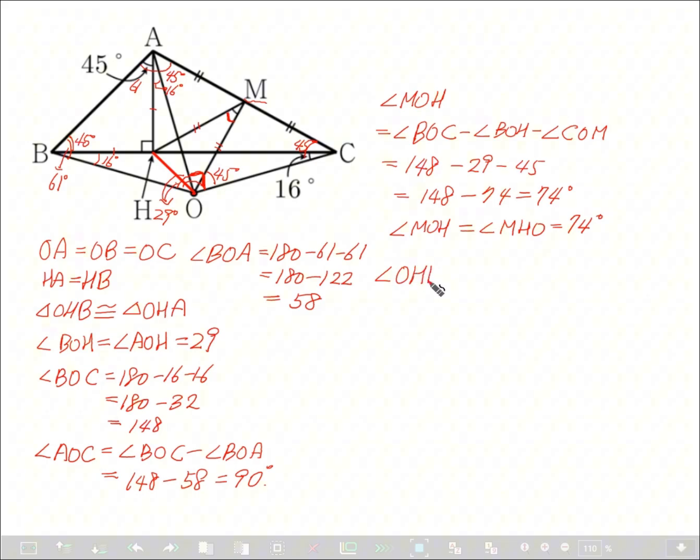Then angle OMH, HMO, is 180 minus 74 minus 74. 180 minus 148 equals 32 degrees. Finished. Thank you.